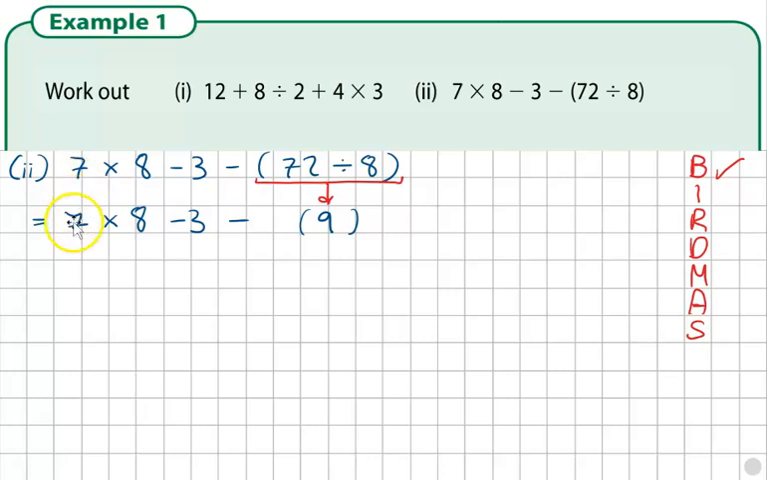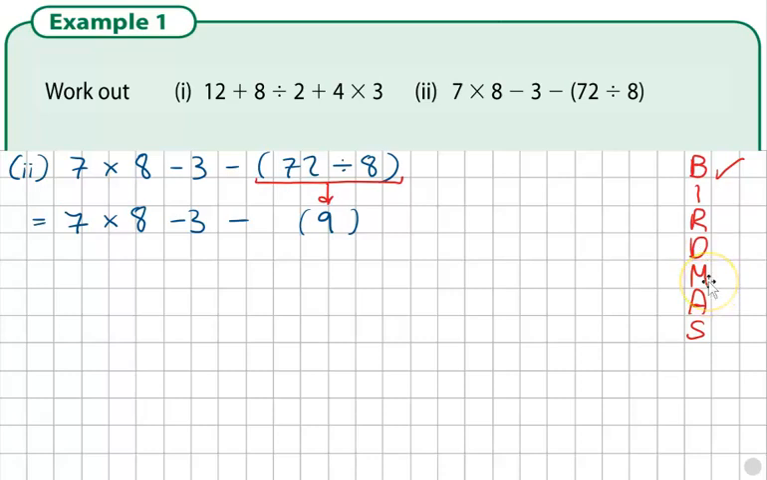So I bring down the equals, 7 × 8 − 3 and the minus. The I stands for indices, which is powers. We don't have any of those, so I can skip on. The R stands for roots. We don't have any of those, so I can skip on. The D stands for division. We don't have any division. Now I can skip on.